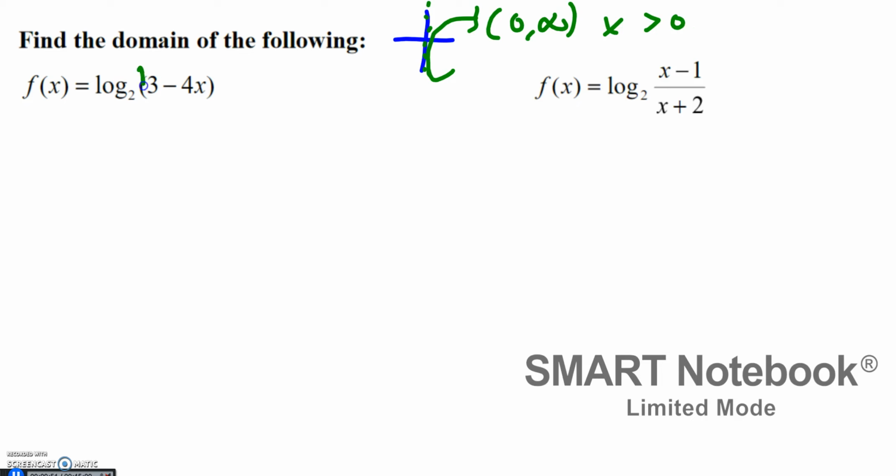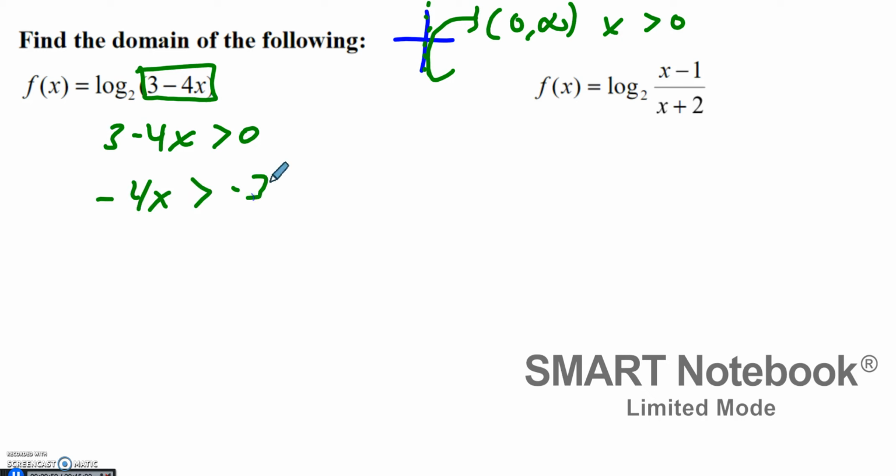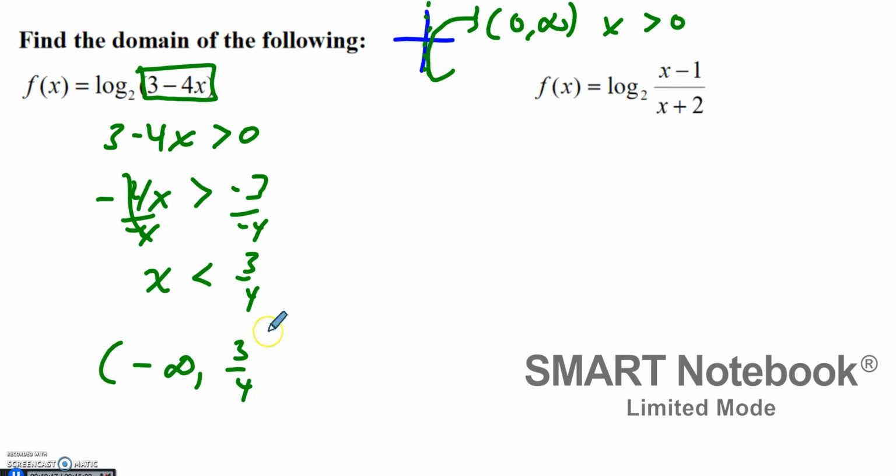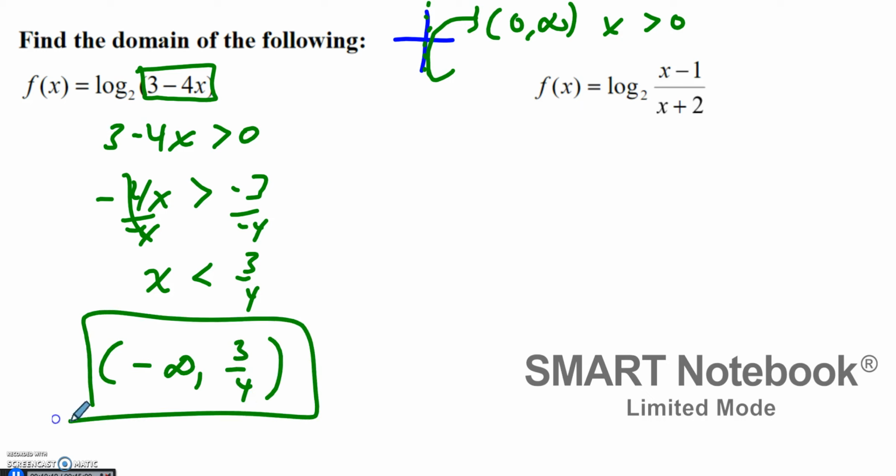So that means that whatever's inside this log, 3 minus 4x, must be bigger than 0 in order to make the log true. So if I solve this, and I subtract the 3 over, and then I divide by -4, remember when you divide by a negative, the inequality flips. So you get the inequality x is less than 3/4. And if I wrote that in interval notation, that would mean that my domain would be from -infinity to 3/4, both not included.